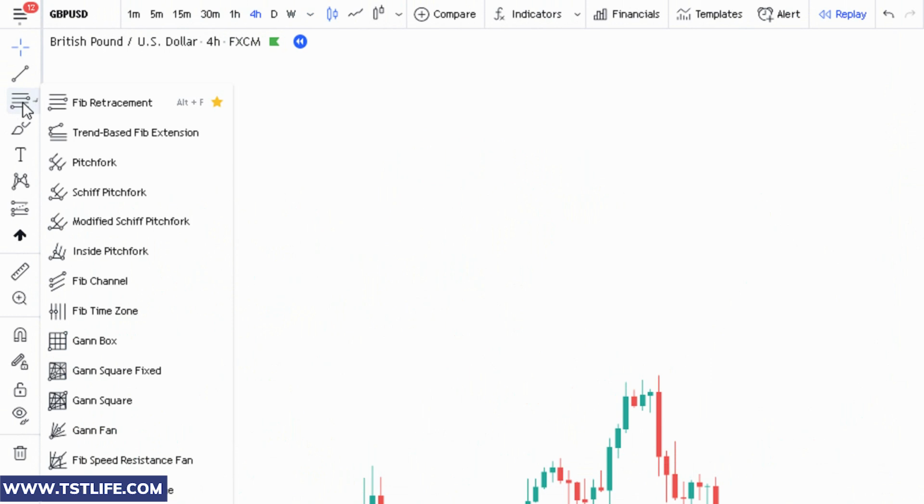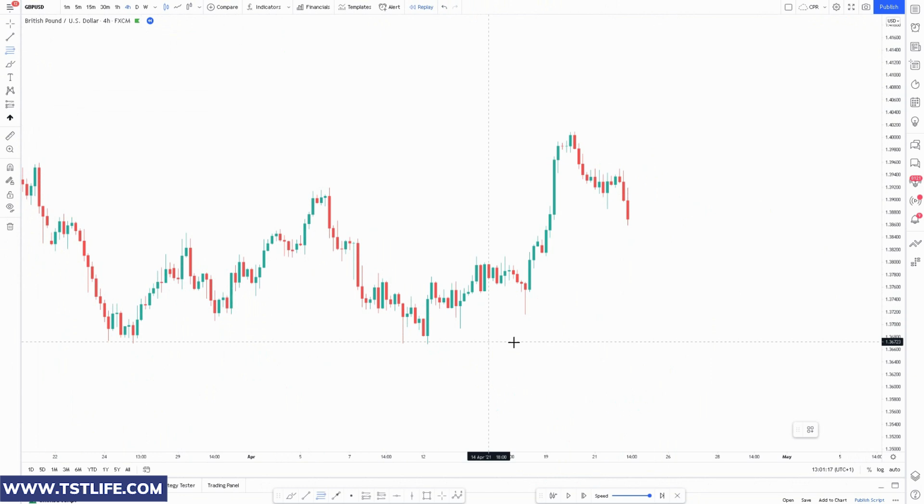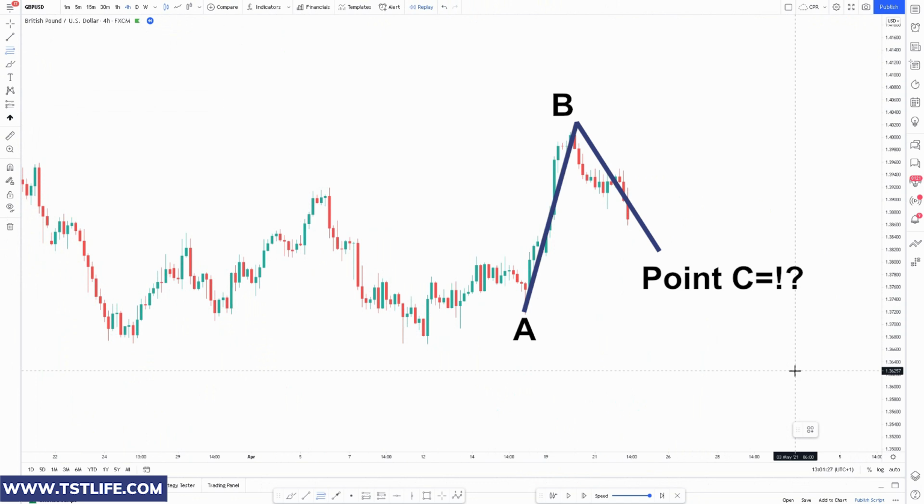Simply double-click it and return to the setup where we spot the A and B associated with the trend. Point A represents the very start of the pound bull run against the US dollar. B is the swing high level in this example. We need to connect points A and B and C. So what does point C represent?